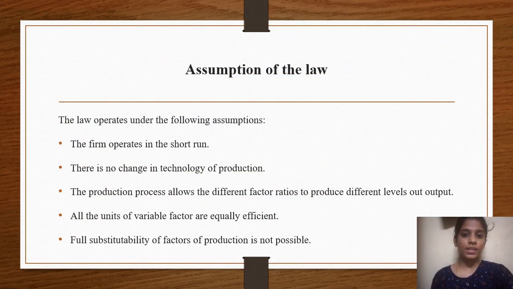Let us see the assumptions of the law. The law operates under the following assumptions. The firm operates in the short run. There is no change in the technology of production. The production process allows different factor ratios to produce different levels of output. All the units of the variable factor are equally efficient. Perfect substitutability of factors of production is not possible.